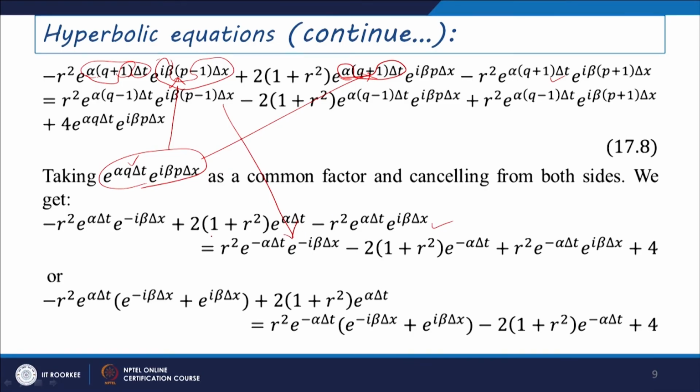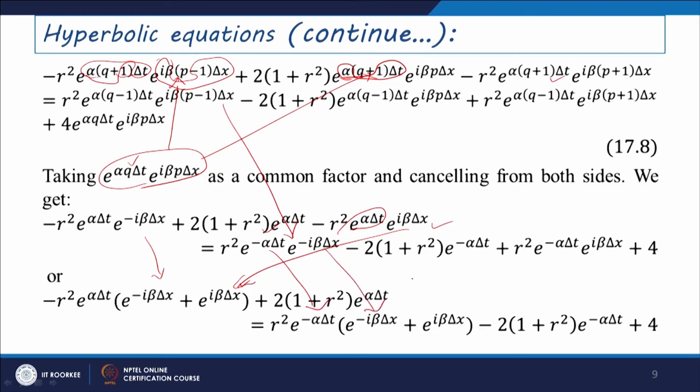Or if you take this one as minus r square e to the power alpha del t common, this will be e to the power minus I beta delta x plus e to the power I beta delta x and plus 2 into 1 plus r square e to the power alpha del t, this is there. So, this term has been added since minus r square e to the power alpha del t is taken common. Then the second side, or the right hand side, can be written as r square e to the power minus alpha del t.